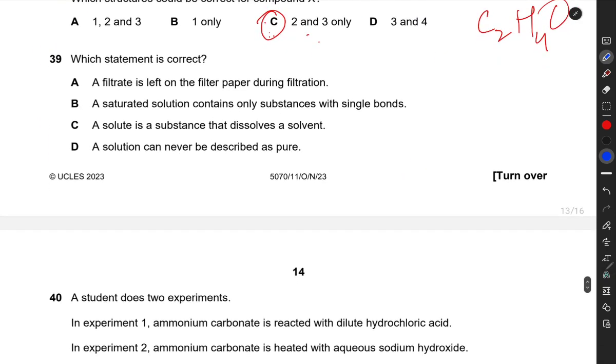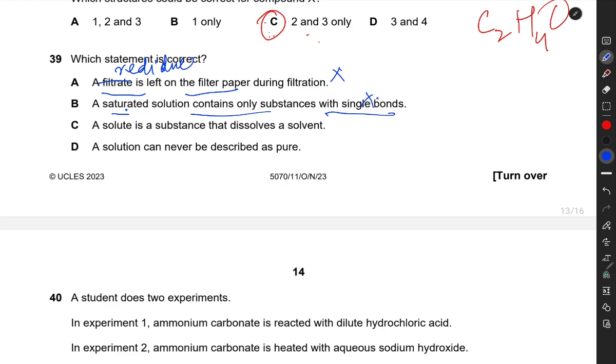Which statement is correct? A filtrate is left on the filter paper during filtration. No, the residue is left, so this is incorrect. Statement: a saturated solution contains only substances with single bonds. A saturated solution contains only substances with carbon to carbon single bonds, so this is not a correct statement.